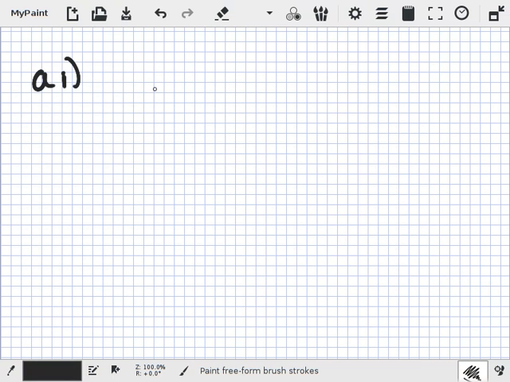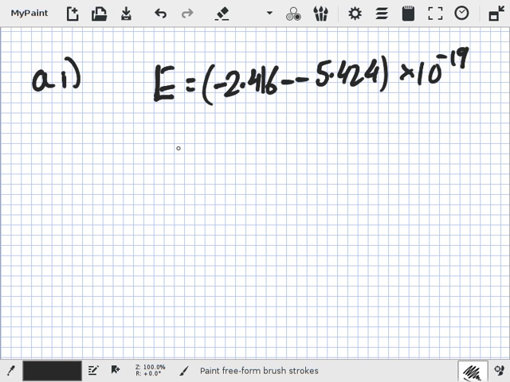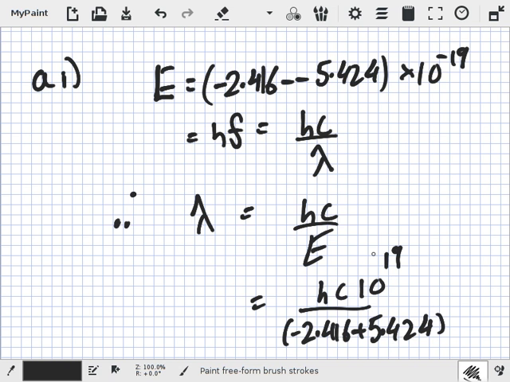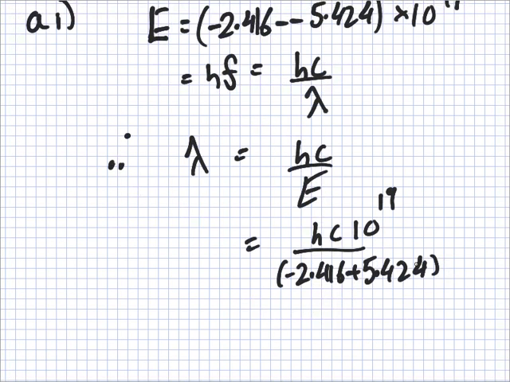So the energy from 3 to 2 will be minus 2.416 minus 5.424 times 10 to the minus 19, but that's equal to HF, which is equal to HC over lambda. So therefore, lambda will equal HC over E, which will equal HC over minus 2.416 plus 5.424 times 10 to the positive 19, if I bring them to the top. So I bash this into my calculator, and what do I get as my wavelength, if you have it there? 660.8. So 661 nano.